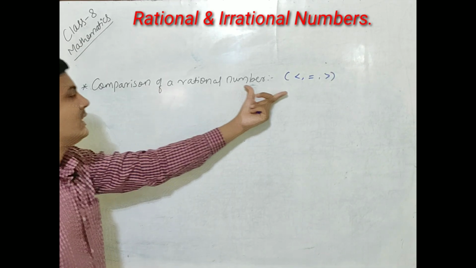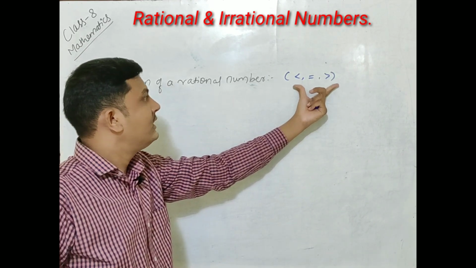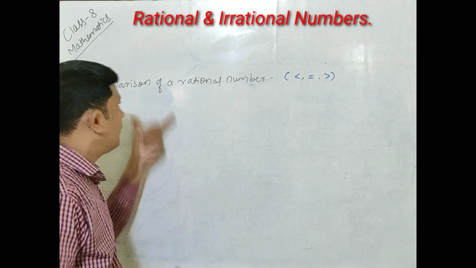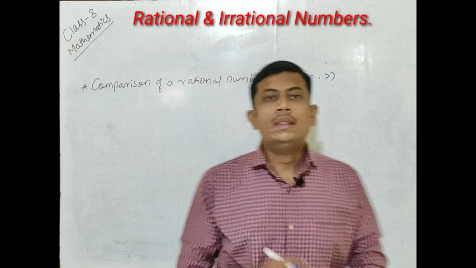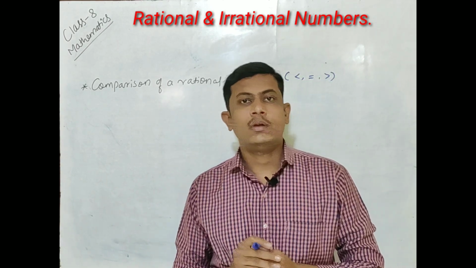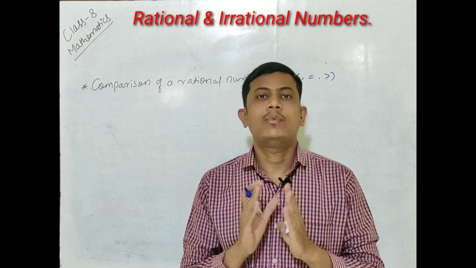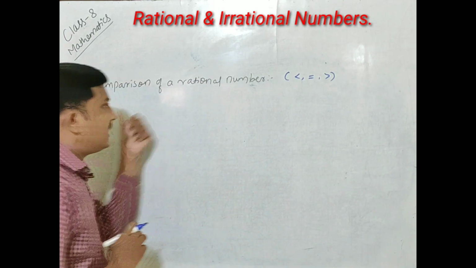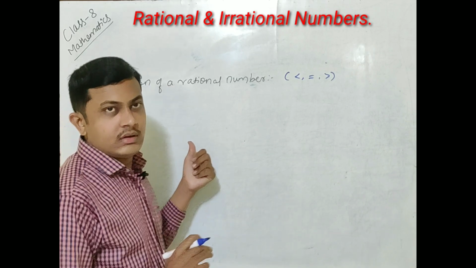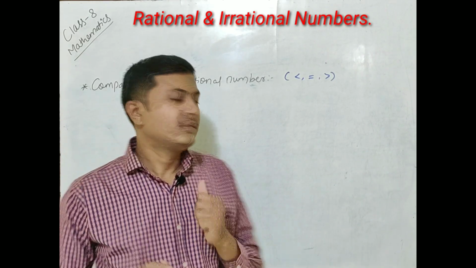The next is comparison of rational numbers, which comes with these 3 signs. So before starting, first of all you will see, when the numerator and the denominator of a rational number are multiplied by the same non-zero number, then the rational number does not change, it remains the same.